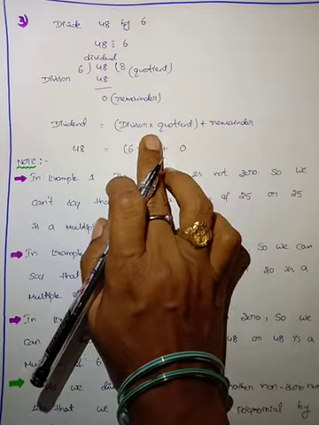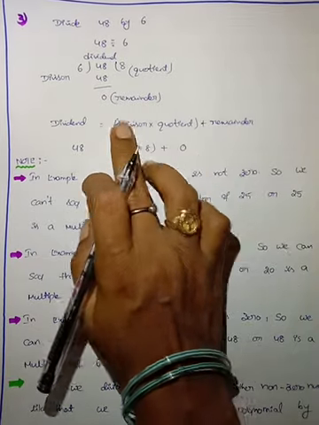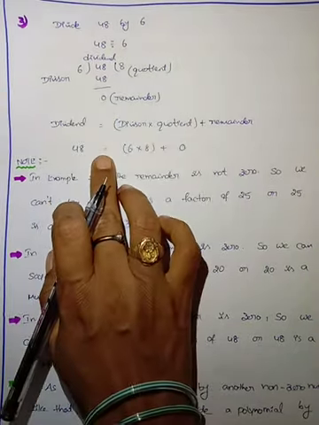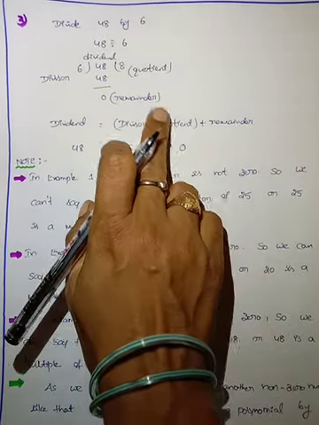Dividend is equal to divisor into quotient plus remainder. Here the dividend is 48, the divisor is 6, and the quotient is 8.